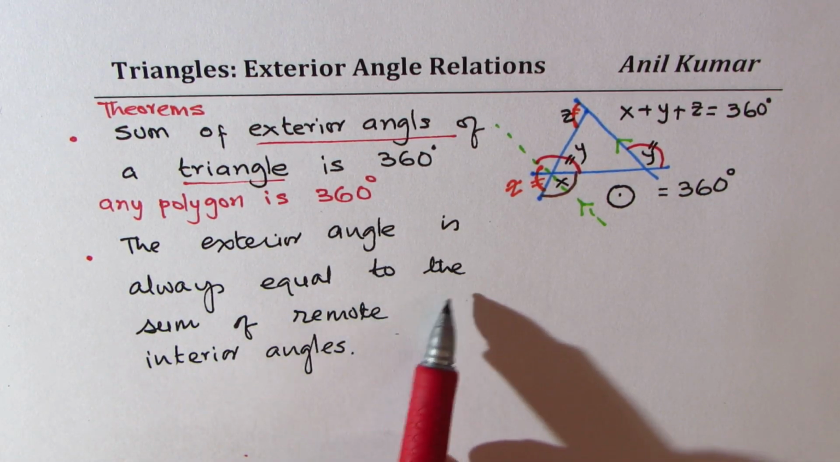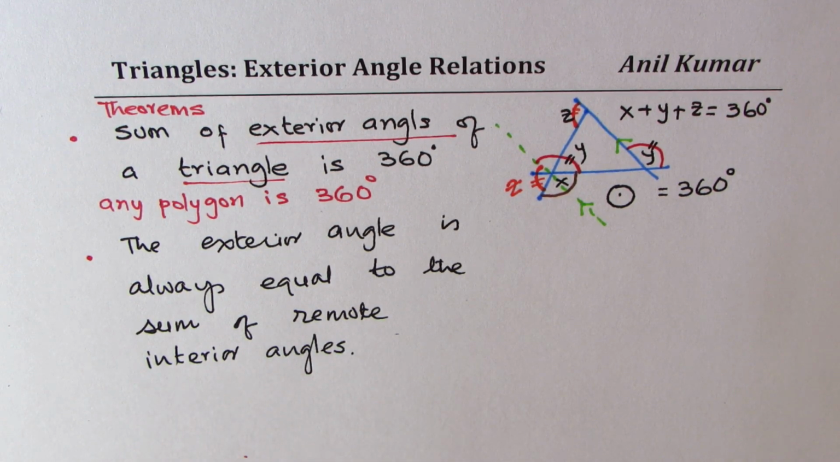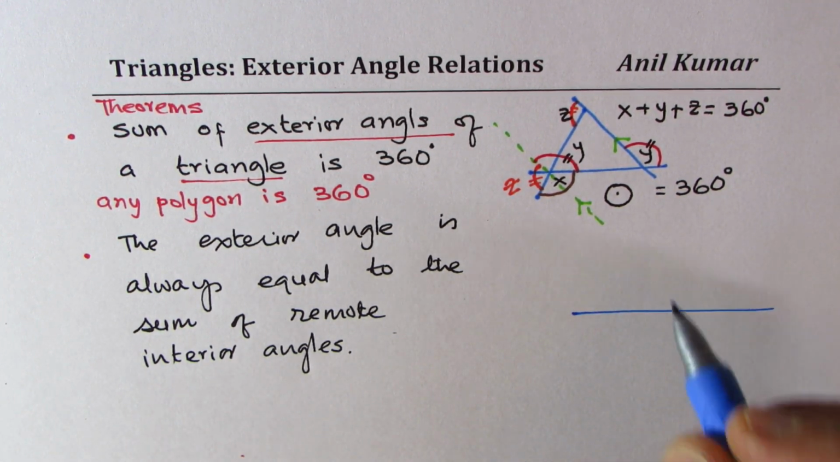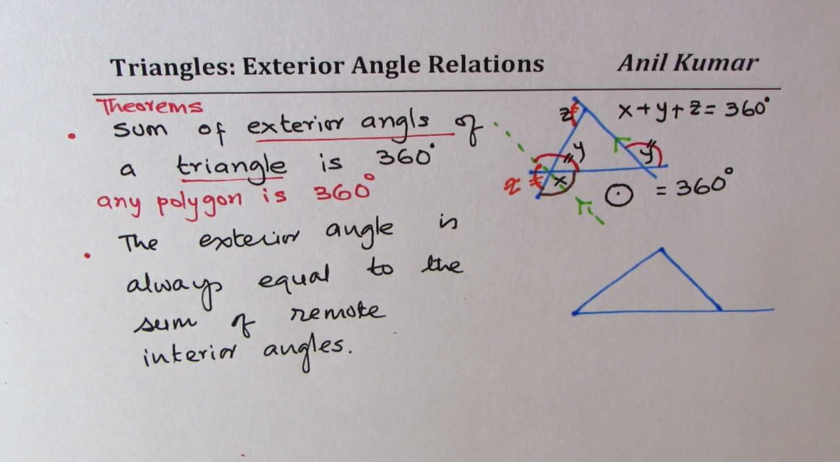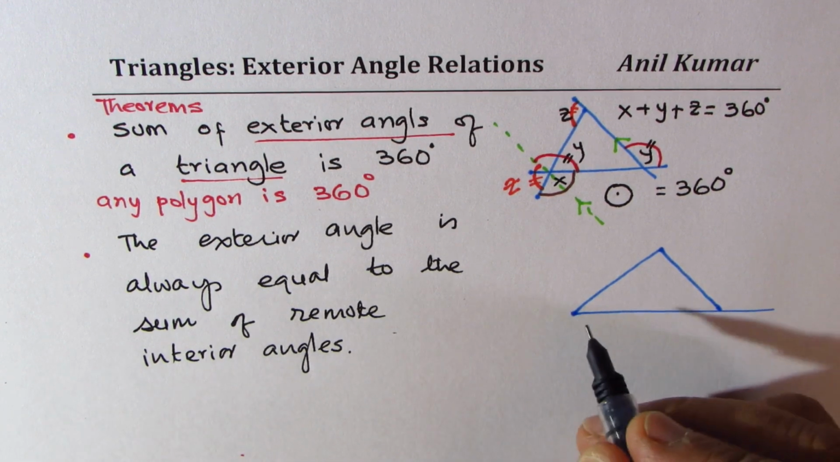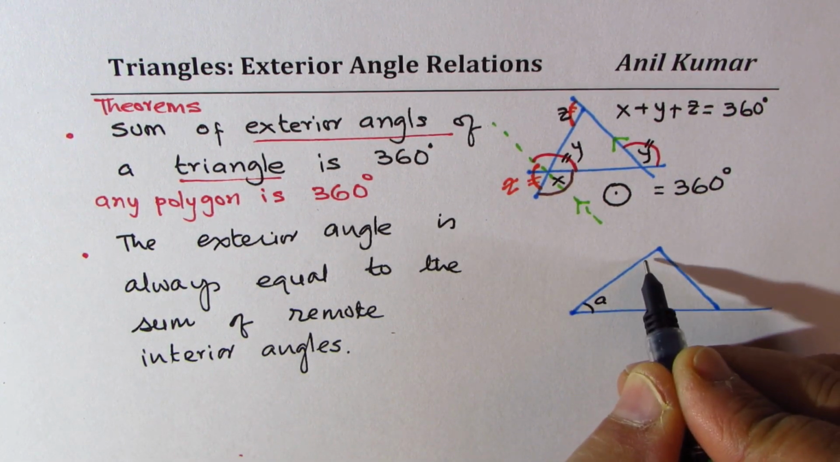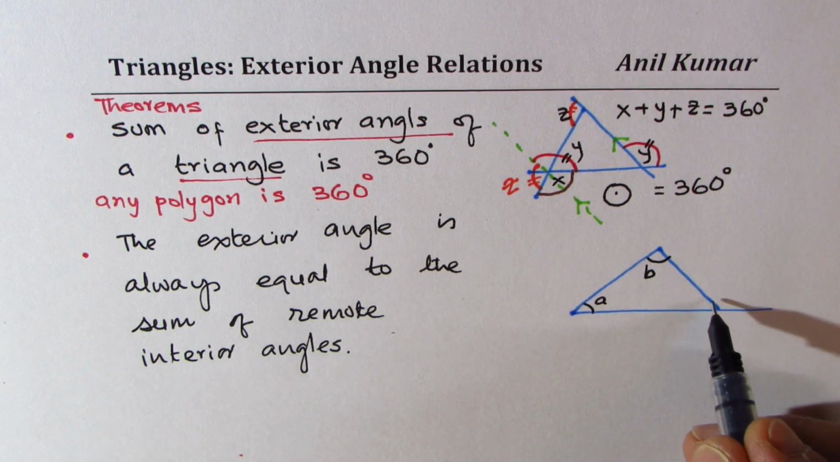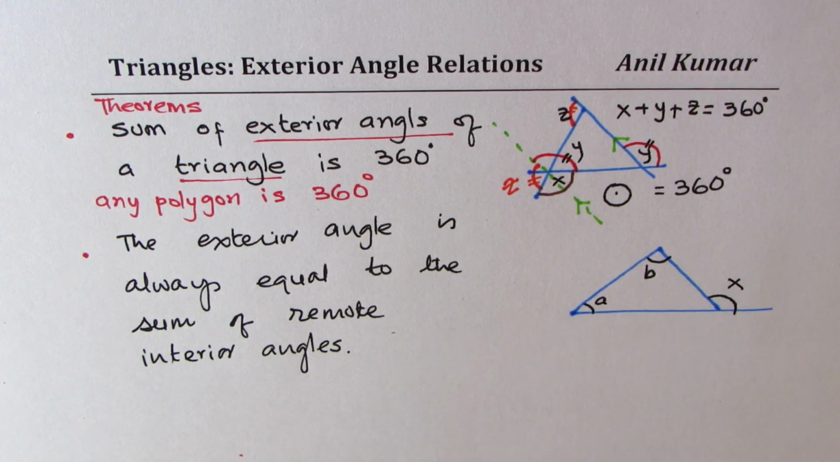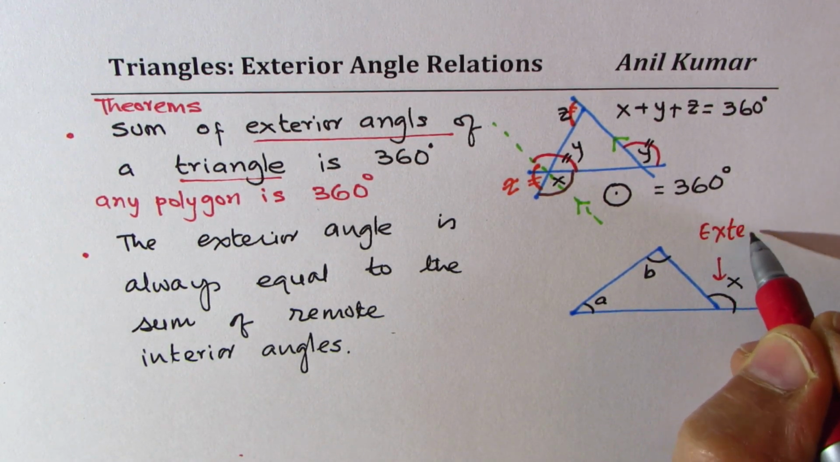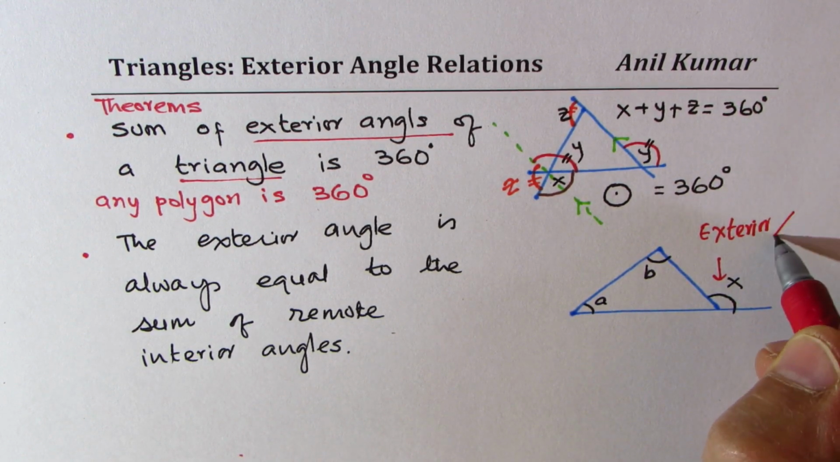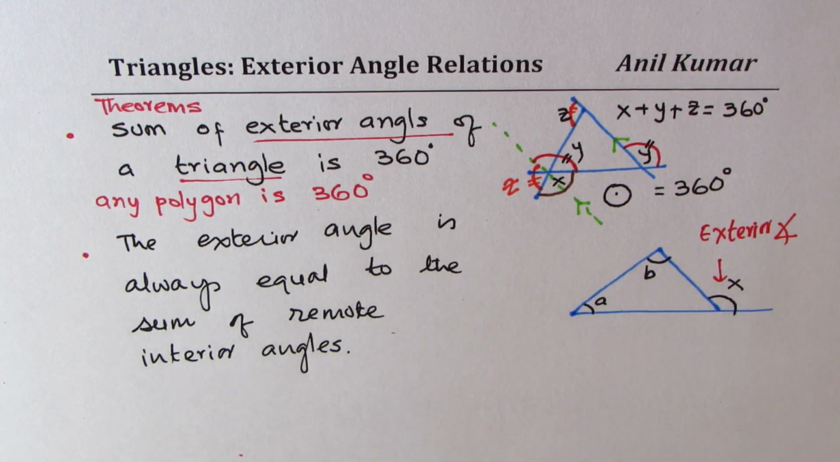Exterior angle is always equal to the sum of remote interior angles. Why is it so? Well, let me sketch another triangle to prove it. Let's say we have a triangle here whose interior angles are A and B. We want to see what this exterior angle X is. So this is the exterior angle. And these two here are remote interior angles.